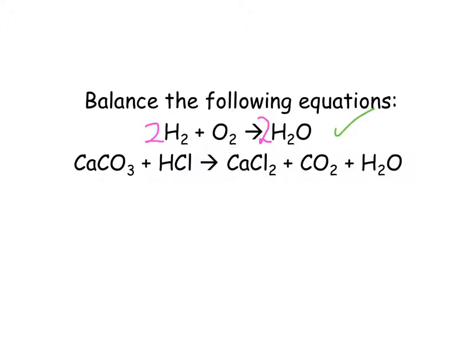Calcium carbonate. We have got 1 calcium on the left, 1 calcium on the right, 1 carbon on the left, 1 carbon on the right, 3 oxygens on the left, 2 plus 1, 3 oxygens on the right. 1 hydrogen on the left, 2 hydrogens on the right. I put a 2 over there. 2 hydrogens on the left and 2 hydrogens on the right. 2 chlorines on the left, 2 chlorines on the right. Now that is a balanced equation.